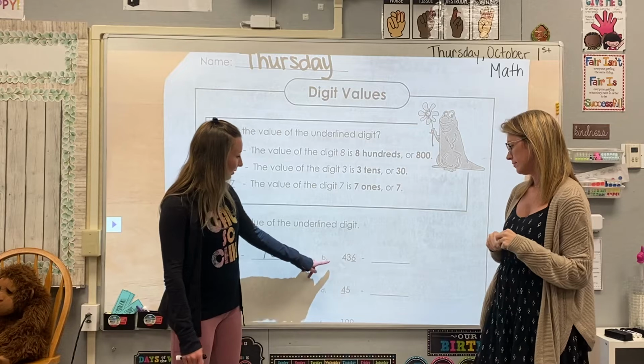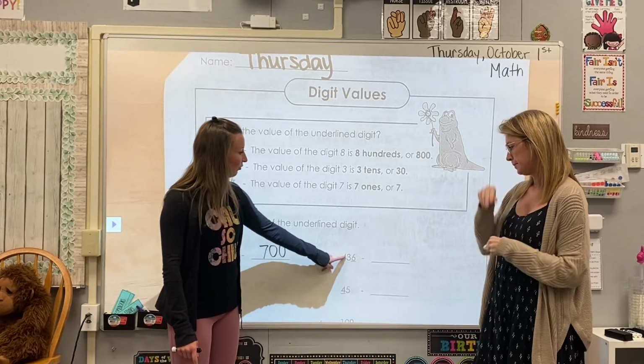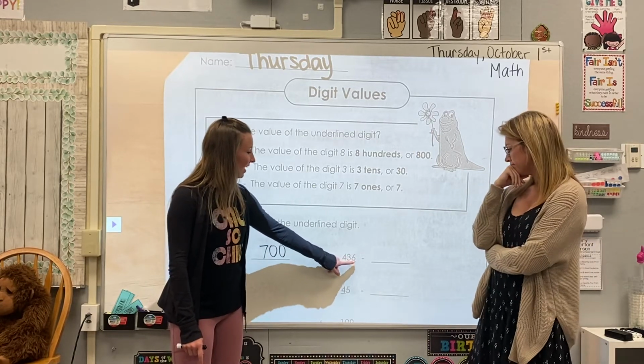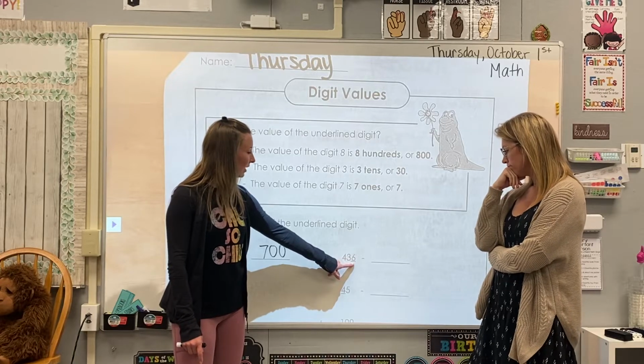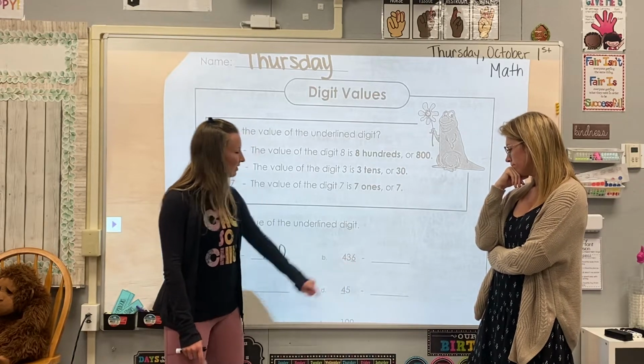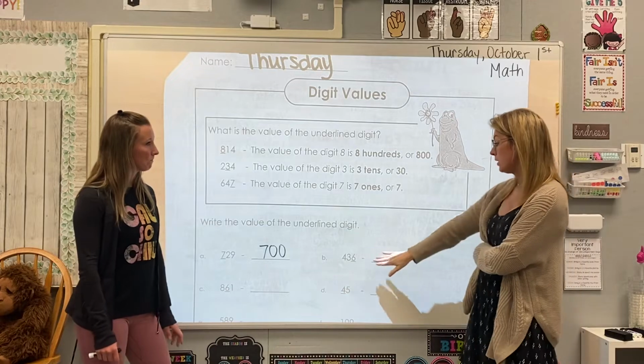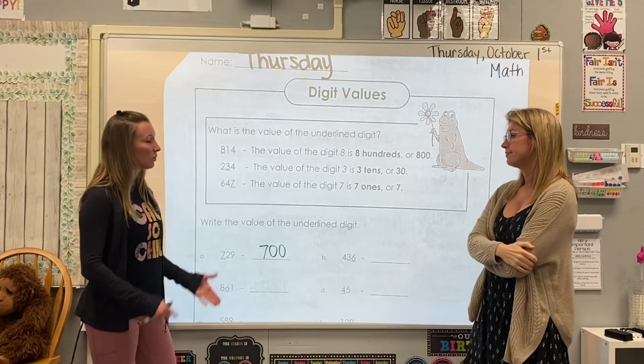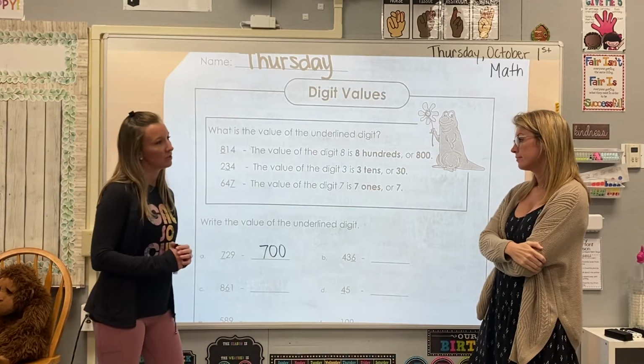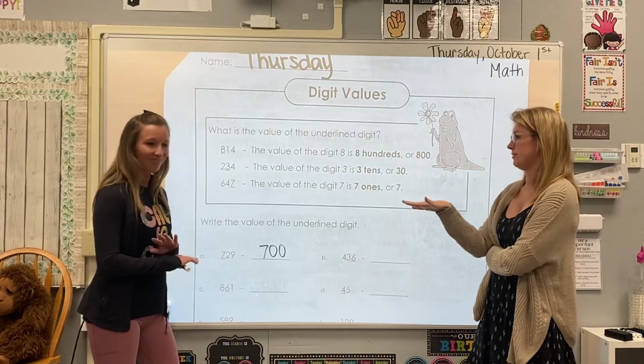So let's look at problem B. Problem B is 436, and this time the 6 is underlined. Can you tell me what place value the 6 is in? That's the ones place. So a 6 in the ones place is worth how much? It's worth 6. Only 6.